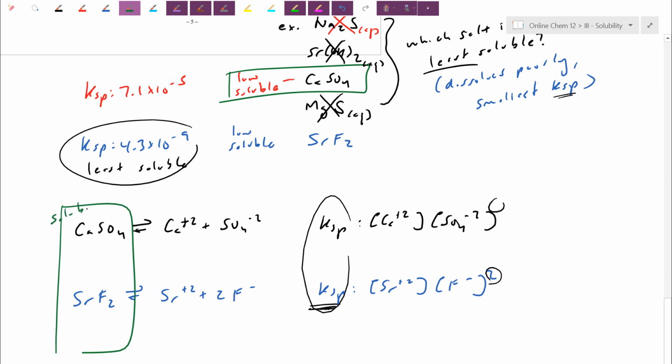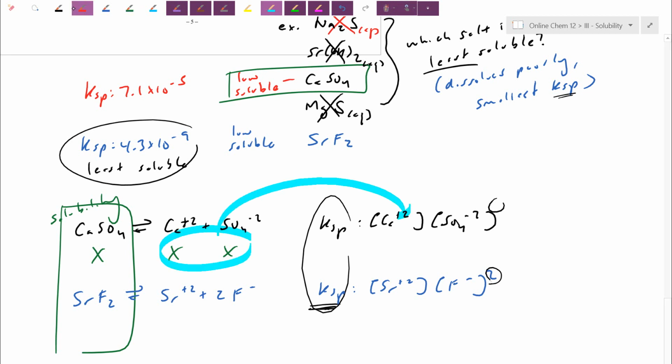Solubility is a number that goes beneath the solid here. It tells you how much the solid dissolves. Let's imagine going x, x, and x. It's in a 1-to-1 ratio. Whenever you have placeholders for the ion concentrations, you can plug them directly into the Ksp expression. So this is going to be x times x equal to my Ksp of 7.1.